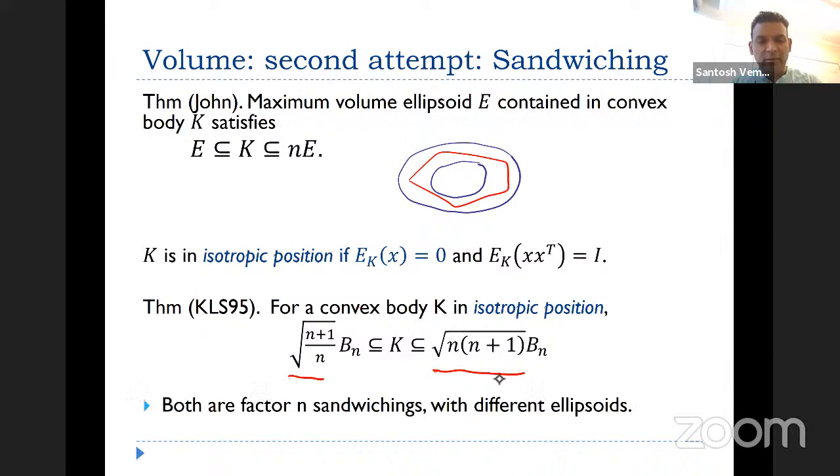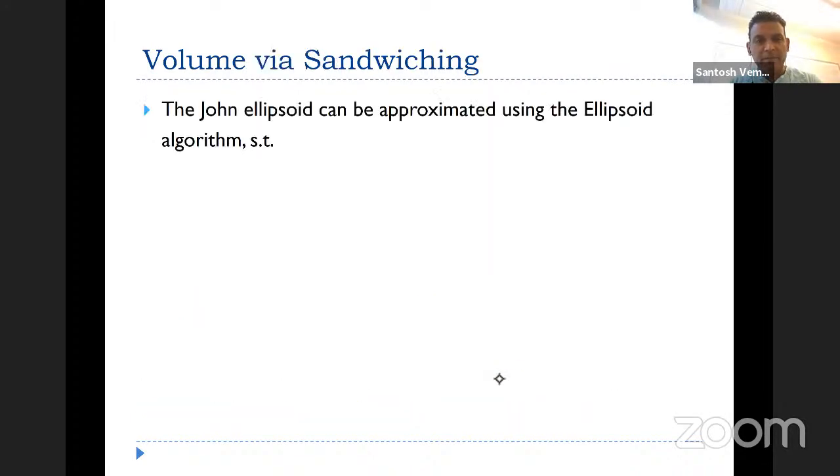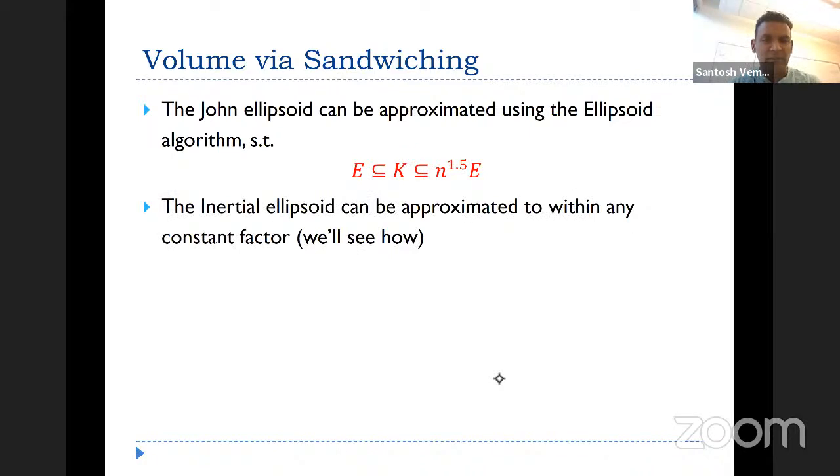Okay. Now, the John ellipsoid is hard to compute exactly, but we can approximate it. So instead of n, you can get n to the 1.5 in polynomial time.